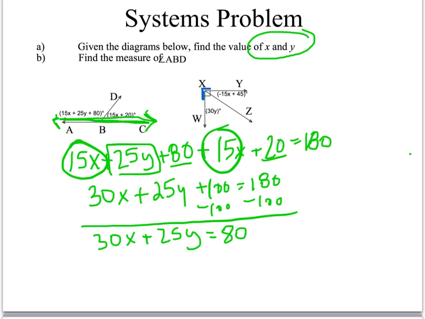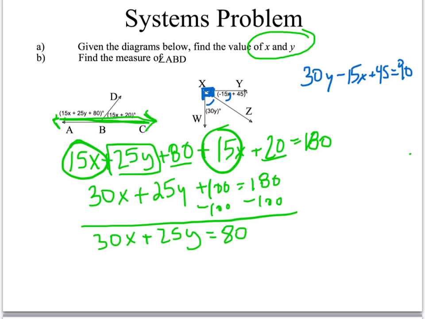Now I need to get my second equation. No problem. In my second diagram, we have a right angle. Therefore, 30y minus 15x plus 45 equals 90 degrees. Perpendicular, right angle, these two angles add up to 90 degrees. Again, I'm going to combine like terms, but here we really don't have like terms.